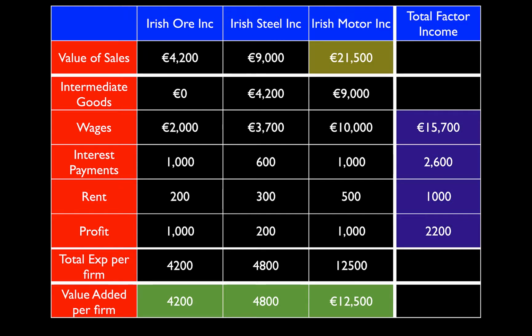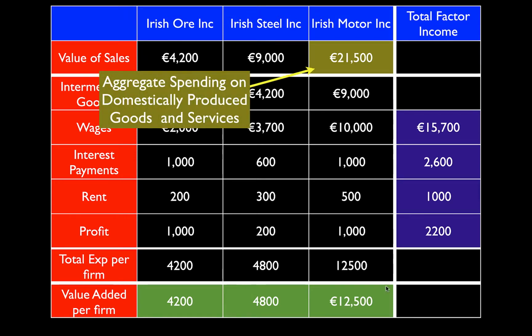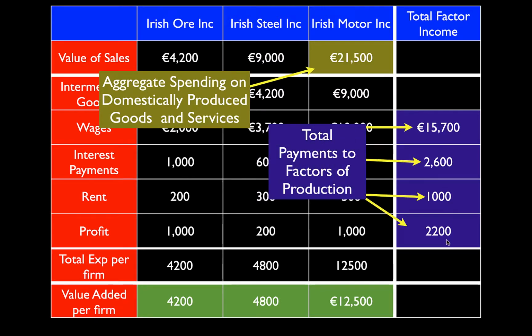Now, what I'm going to do is direct your attention to the income method, the output method, the value added method, and the expenditure method. Here is the spending on all final goods and services, 21,500, aggregate spending on domestically produced goods and services. This here is the total income that was earned by all the factors of production. If you add all of those together, you get 21,500. So that's the expenditure method, this is the income method, and this is the output method. The sum of value added, if you add this plus this plus this, I promise you, you get 21,500.